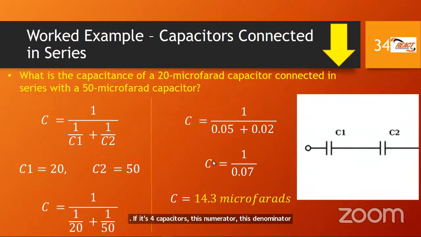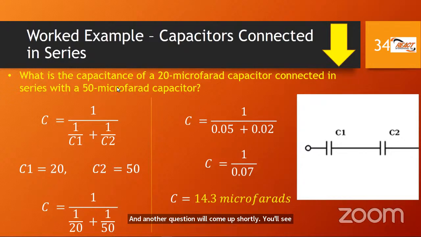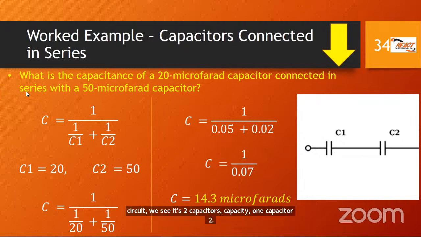Okay, so let's do an actual example, very similar to what we did before. And this is an exam question. What is the capacitance of a 20 microfarad capacitor connected in series with a 50 microfarad capacitor? They happen to give you the values of the 2 capacitors, and they have also given it using the same unit, microfarads. In another question that will come up shortly, you'll see how they try to trick us and use different units. All right, so the first thing we do, we draw out our circuit. We see it's two capacitors, capacitor 1, capacitor 2. And when we dissect the question, we see that the capacitors are in series. They are not in parallel.